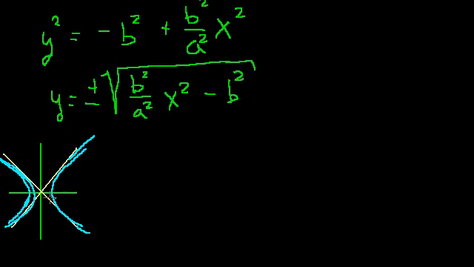It's either going to look like that, where it opens up to the right and the left, or our hyperbola is going to open up and down. And once again, an asymptote means that as you go further and further, it's just going to get closer and closer to one of these lines without ever touching it.